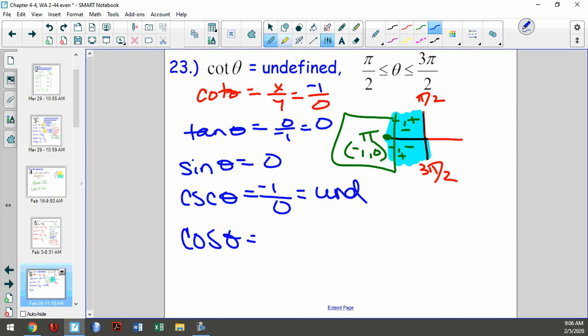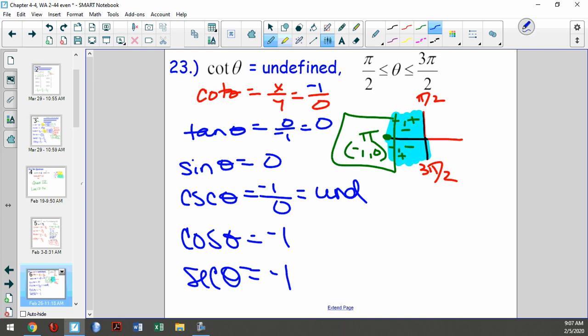What is the cosine of theta? Well, theta is pi, so what's the cosine value? Negative 1. So then its reciprocal is secant, and what is the reciprocal of negative 1? Negative 1. Yes? That was a little tricky, but it makes sense after you realize where y has to be 0, on the x-axis. Do we all understand that?